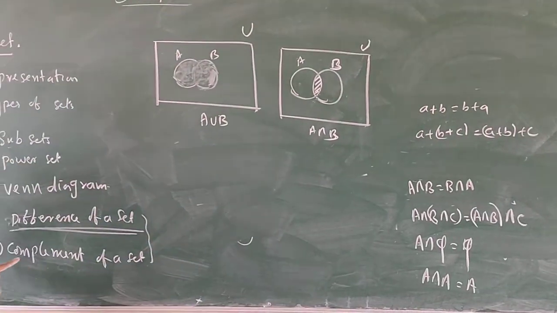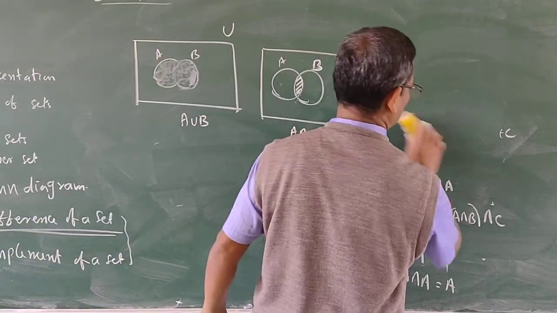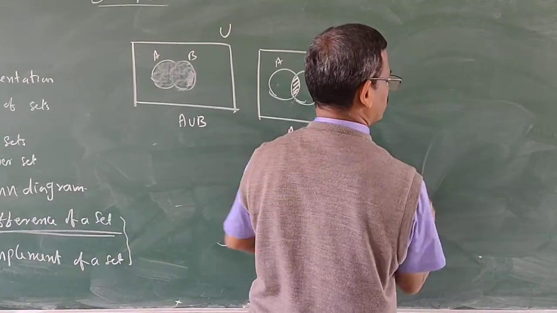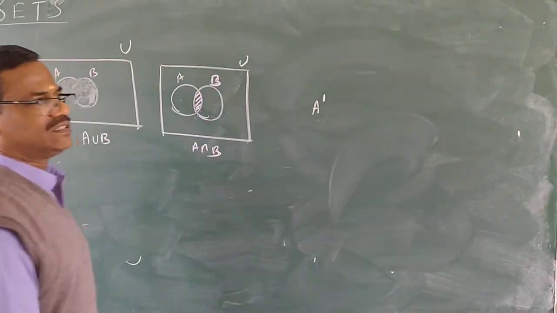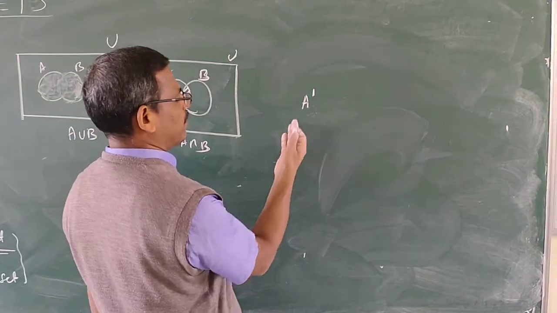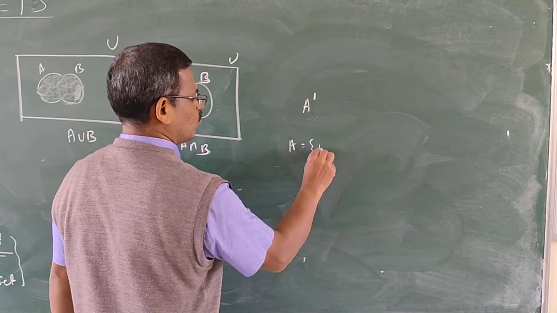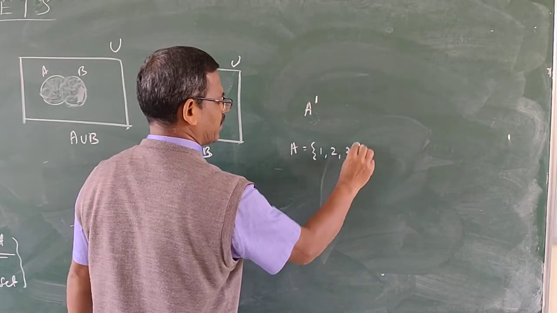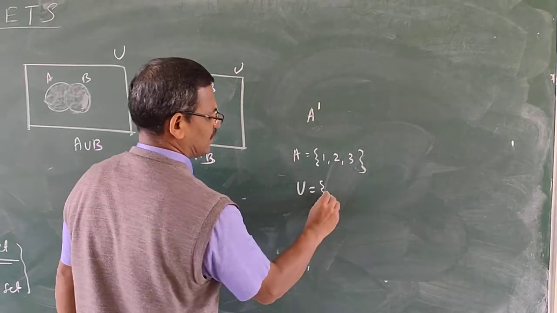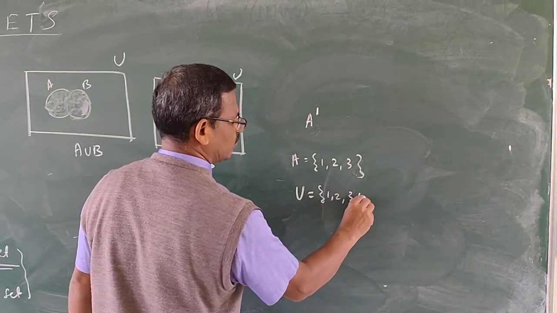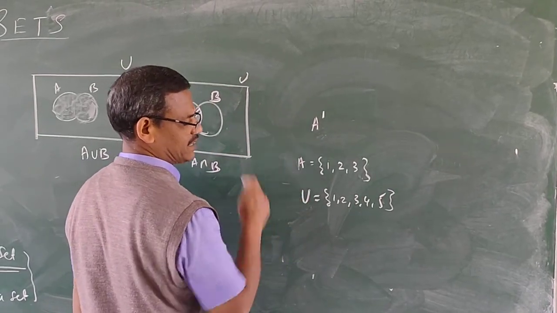And one thing I have left over, the complement of a set. That is also not in the syllabus, but it is better to have some idea about this one. The complement of a set is denoted like this, A complement. When you want to say the complement, you should have a universal set with you. Suppose A is equal to 1, 2, 3. And a universal set means a superset of this one. Say it is 1, 2, 3, 4, 5. U is the superset and A is the one set.